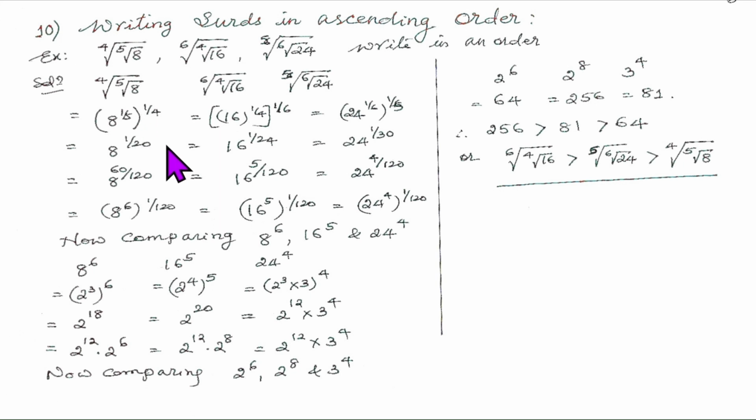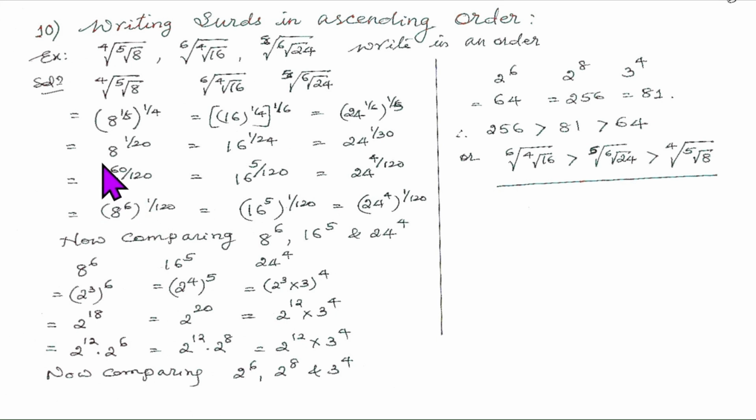Now convert them. 5 4s are 20, since multiplying a raised to m raised to n is a raised to mn, and here also 24, and it is 30. 20, 24, 30 are different denominators, so take their LCM. LCM is 120, so make the denominators the same. To do that, I have to multiply this 20 by 6, so it is 6, not 60, please remember that. So 6 by 120, this is 5 by 120, and this is 4 by 120.